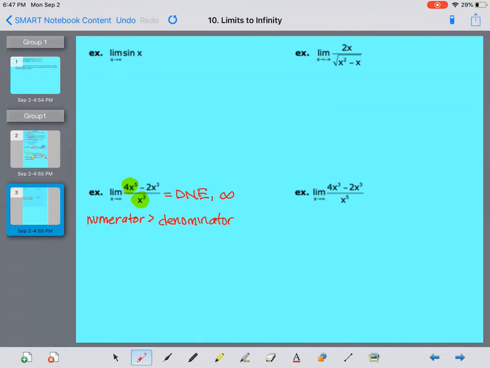If we look at the next one, this one can be simplified, so I'm going to do that really quickly. As x goes to infinity, I get 2x to the third on top, x to the fifth on bottom. And in this case, my denominator is greater than my numerator. Therefore, this is going to equal 0. Because if we think about it again, my denominator is going to grow a lot larger, a lot faster than my numerator. Therefore, that value of that fraction is going to get really, really small and approach 0.